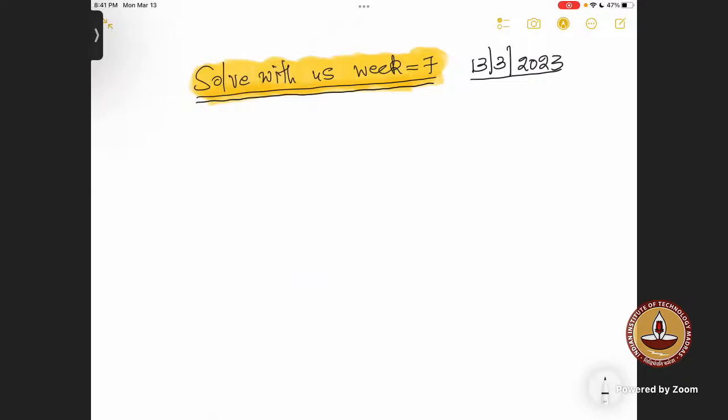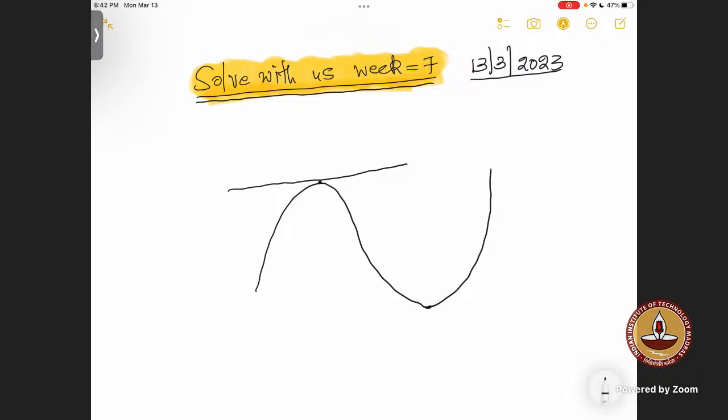Is my board visible? Yes, sir. Let's say we are having this curve, right? Now tell me, at this point, how many tangents are possible? Only one. Unique, right? Unique to this point. Is that clear? Now at this point also we are having one tangent, right? Yes, sir. Let's say the curve is like this. Let me draw another curve.